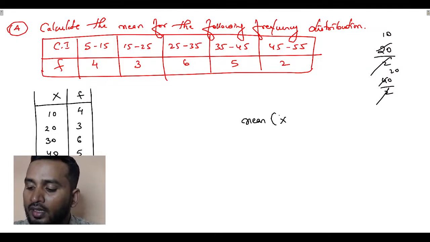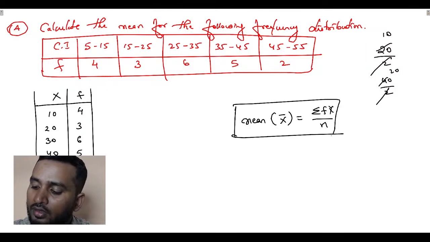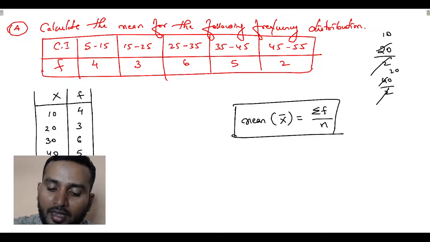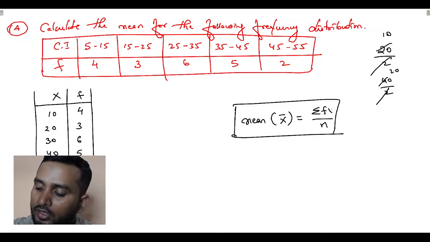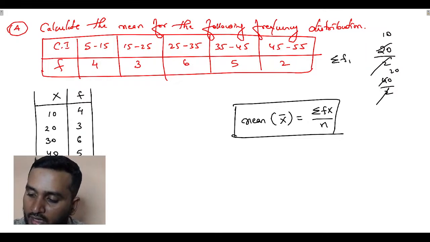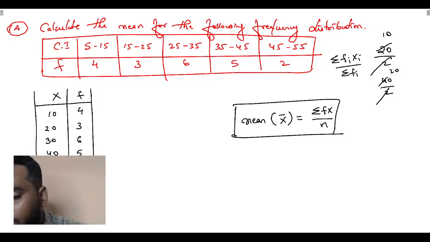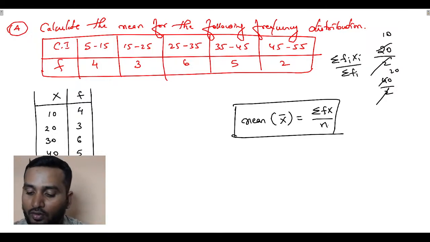What is mean? Mean is x bar, that is equal to sigma fx by n. So, what is the formula to find mean? Formula to find mean is sigma fx by n. Got it? But most of them will use the formula like this, sigma fi xi by sigma fi. So, you can use this or you can use this, both are one and the same, do not get confused.